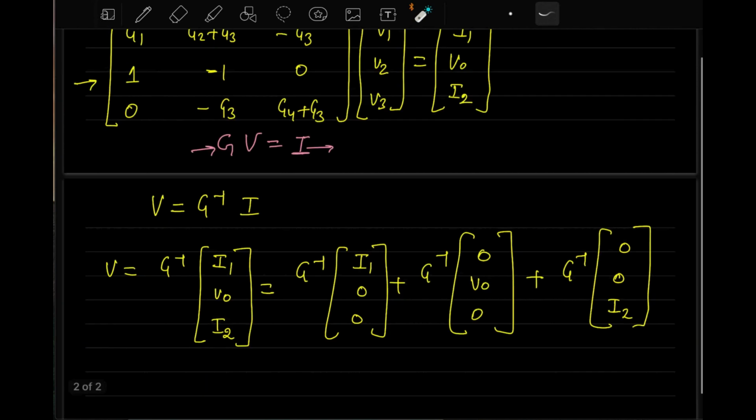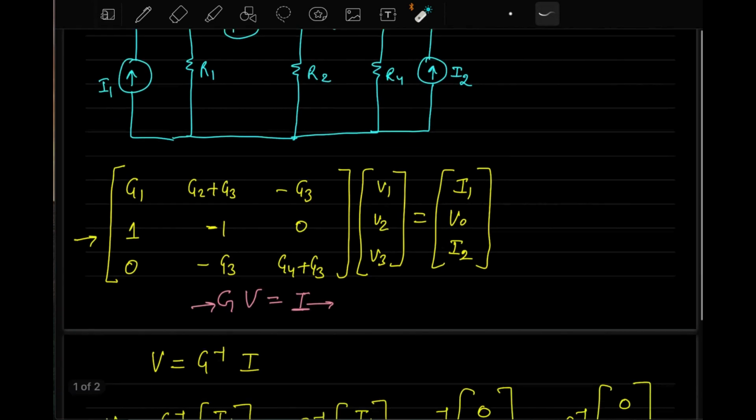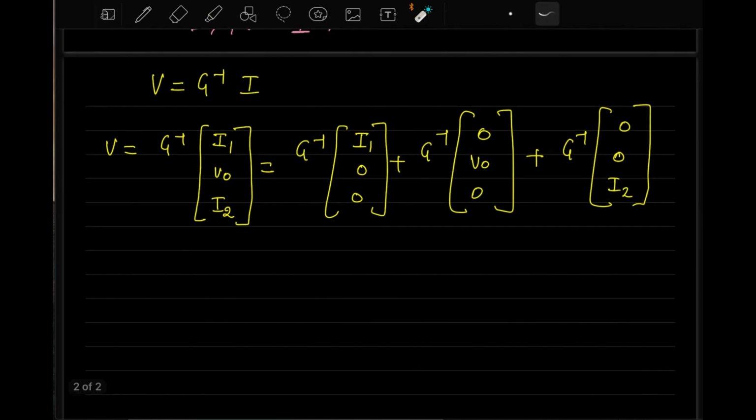So right now in this architecture which you are seeing over here, you have three independent sources: I1, then V0, and then I2. Here what you observe is, instead of all acting at the same time, he is first forcing I1 to activate and keeping all the others deactivated. In the second step, he keeps the other current source deactivated and only the voltage source activated. In the third one, the voltage source and the other current source are deactivated and only I2 is activated.